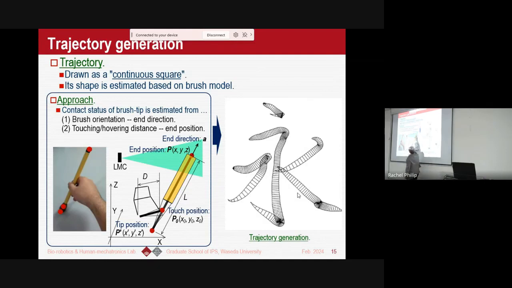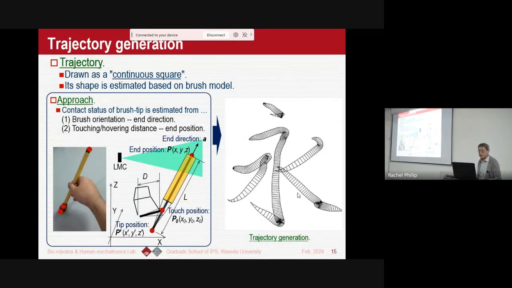So based on this information, we already know this brush's length. So the touching point, the touching position means the ground touching position, and the other hairs are like this. So how long this hair is bent on the surface, we can estimate. So based on this point, and we know this length already, L is already known. So this point can be estimated. By using this detecting frequency, this line can be detected. And making these continuous squares can be done like this. This is a writing methodology.